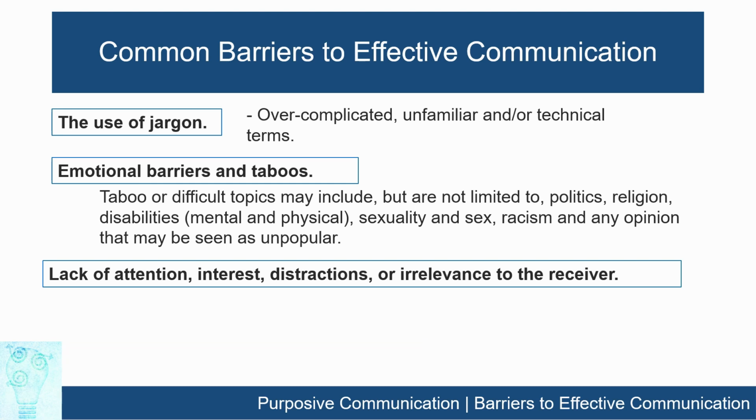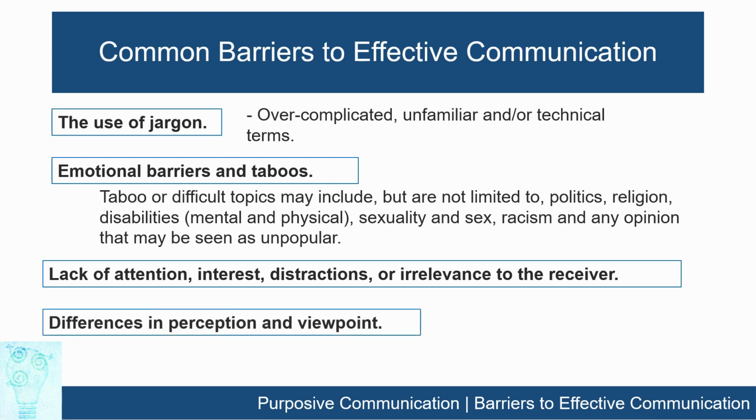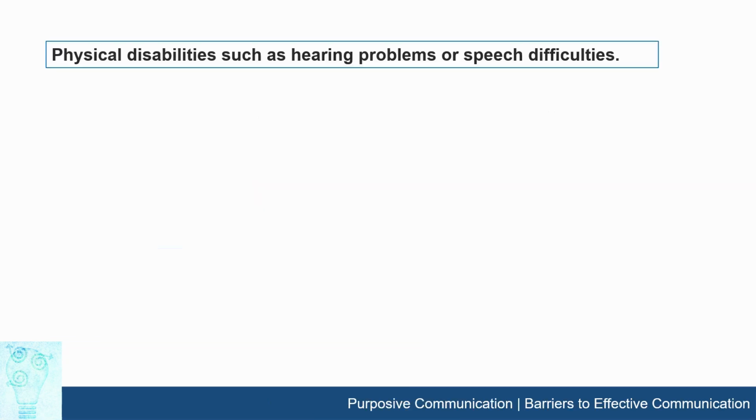So another barrier is the differences in perception and viewpoint. We've discussed perception or viewpoint in the previous lectures. I hope that you can still remember that. Physical disabilities such as hearing problems or speech difficulties. Do you have a friend who has hearing difficulty, where you cannot understand each other? Because your friend is deaf and you don't know how to communicate with them through sign language. So that is a barrier of communication. You cannot send a clear message to that person because he cannot hear.